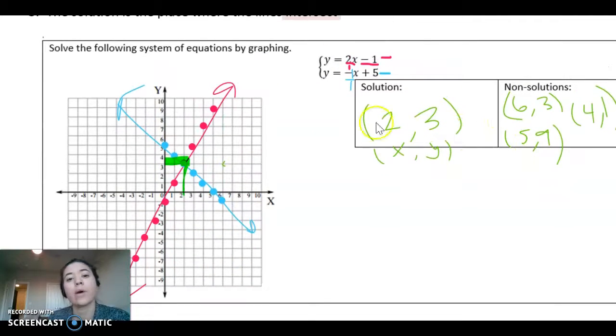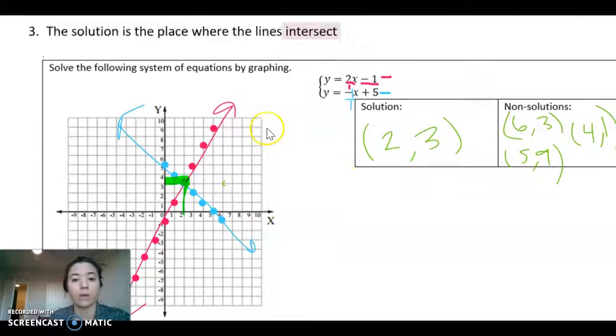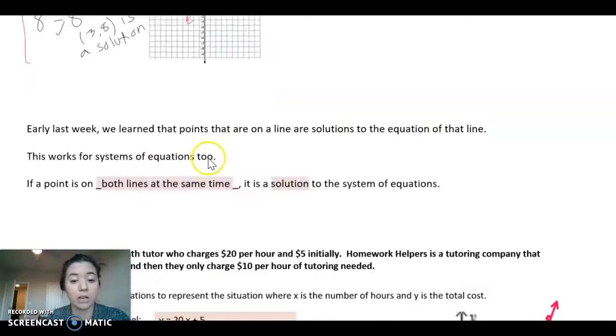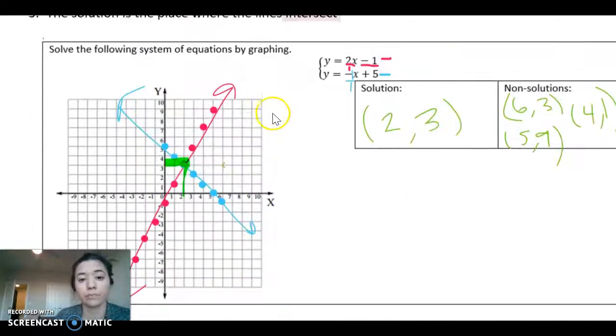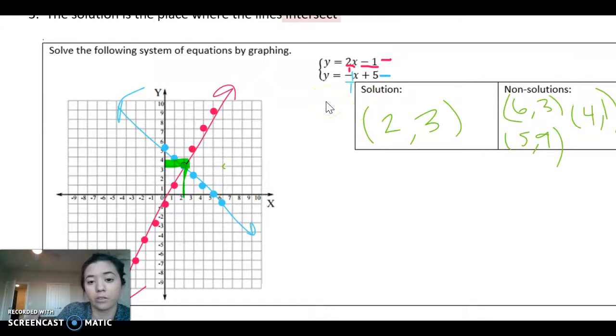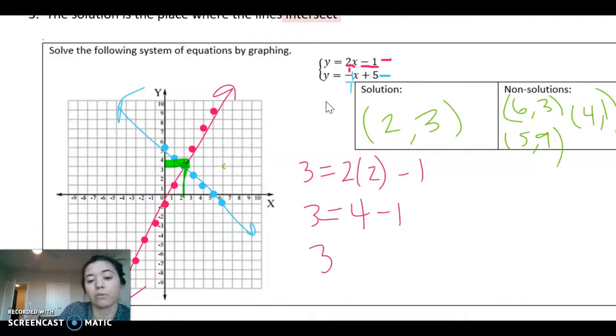Now, of course, we can go ahead and check this to make sure we're right. So again, we're saying 2, 3 is a solution. Well, remember, we can check if something's a solution by plugging it back into the equation. So I'm going to take 2, 3 and plug it in. So we have 3 equals 2 times 2 minus 1. We plugged it into that pink one. We get 3 equals 4 minus 1. 3 equals 3. That one's good.